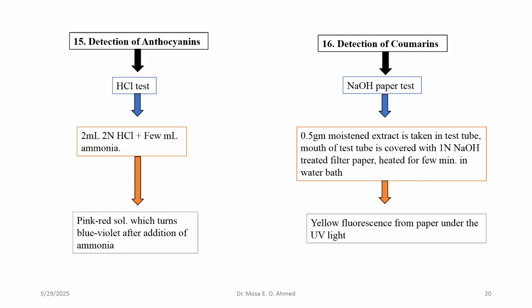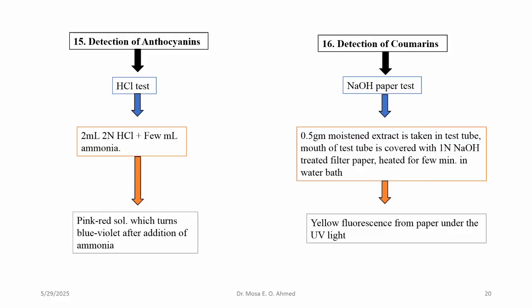Anthocyanin can be detected by the addition of HCl, the HCl test. It consists of 2 normal HCl and a few drops of ammonia. If anthocyanin is present in the plant extract, a red solution is created which turns blue-violet after addition of ammonia. This is the HCl test for anthocyanins. If it is present in the plant extract, red color is produced and the red color changes to blue or violet after addition of ammonia.